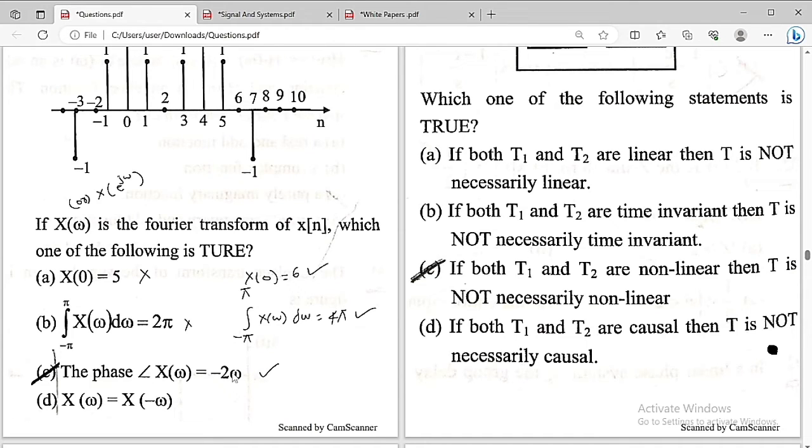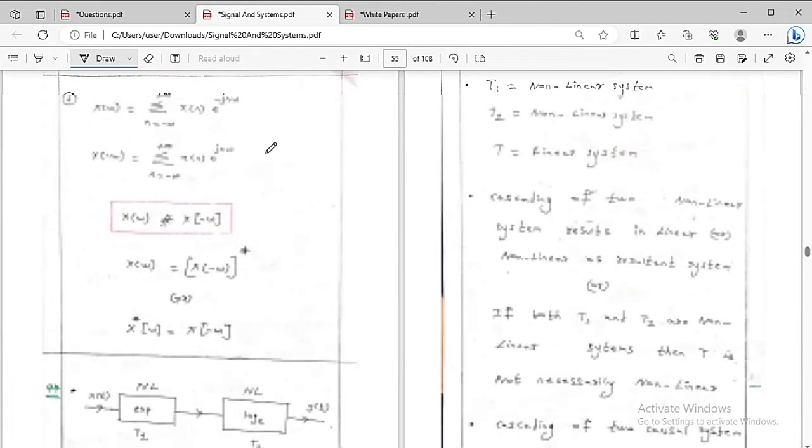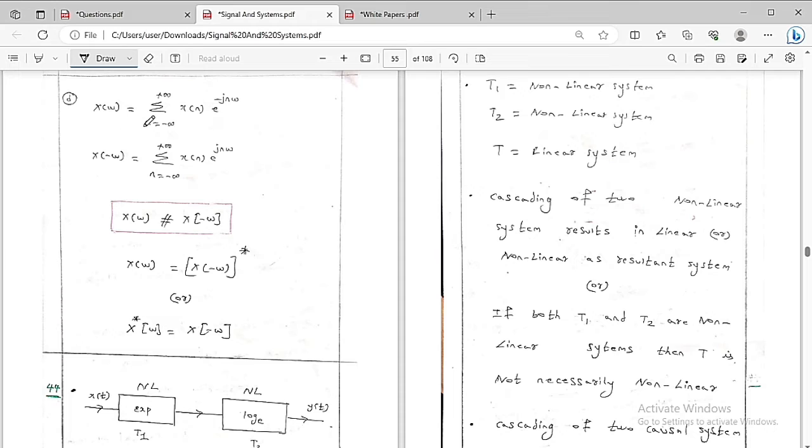Let's finally go for option B also. We will see whether this is true or not. This also we are going to prove. See now, what is X of omega? X of omega is equal to the sum from n equals minus infinity to plus infinity of x of n e to the power of minus j omega n.